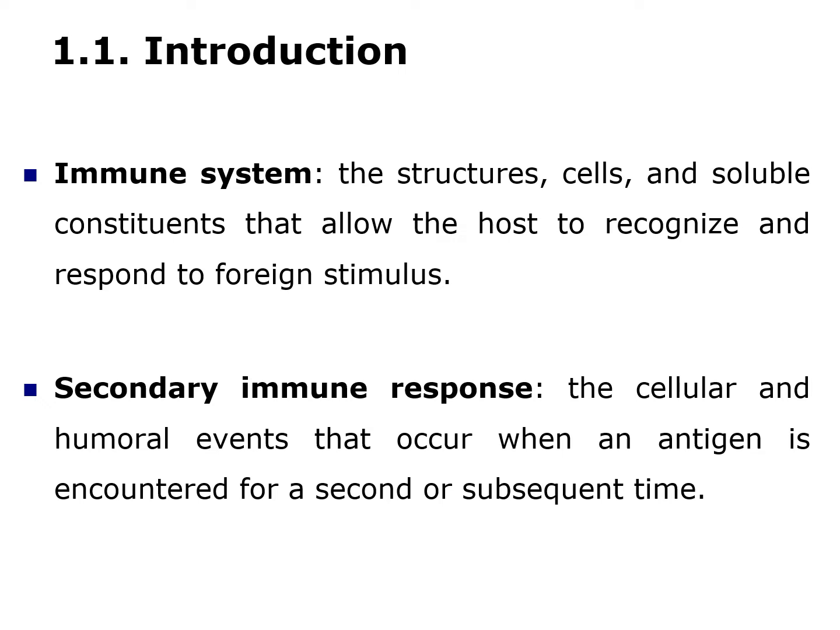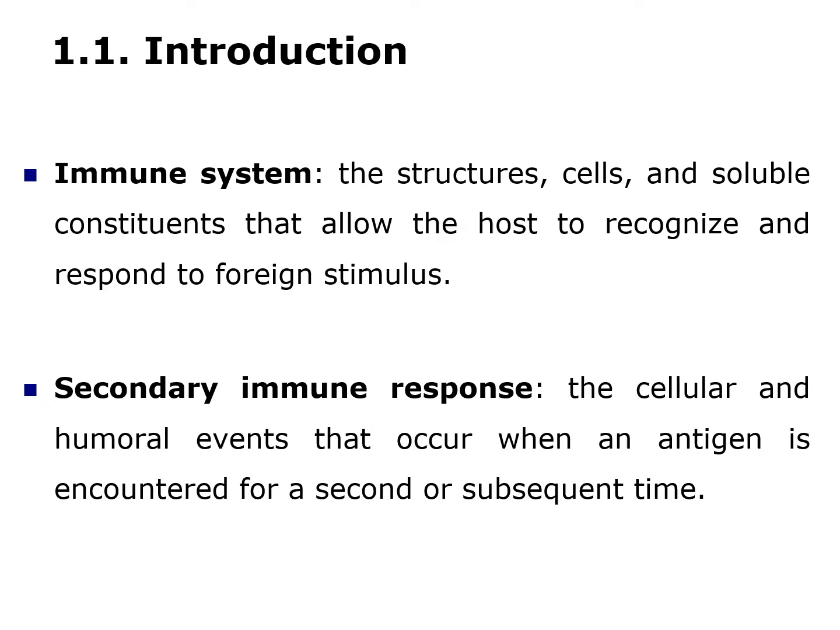Right, so we already know this, that the immune system consists of structural cells and organs that allow the organism to recognize and respond to foreign stimulus. Right, so there are two responses, primary and secondary immune response. The first time that the microorganism steps in, it gets recognized by the immune system as something foreign.